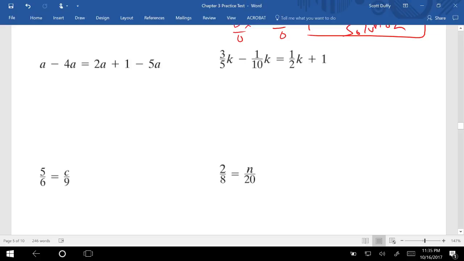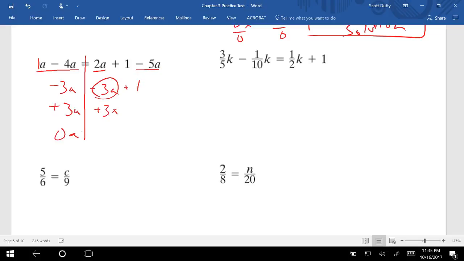Simplify everything as quickly as possible. So 1a minus 4a is negative 3a. 2a minus 5a is negative 3a. And I still have this plus 1. I'll add 3a to both sides. And I get 0a equals 1. Divide by 0. A is no solution.